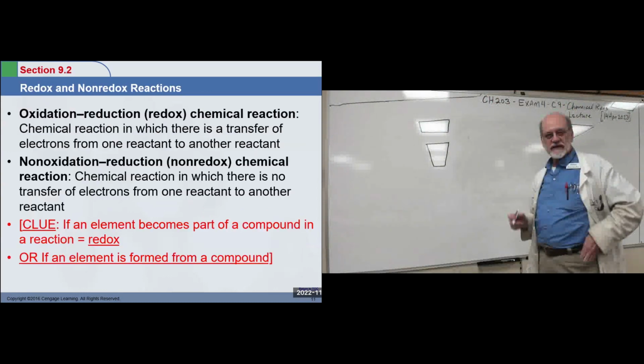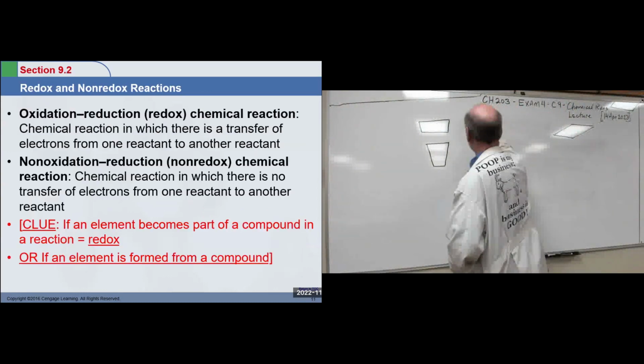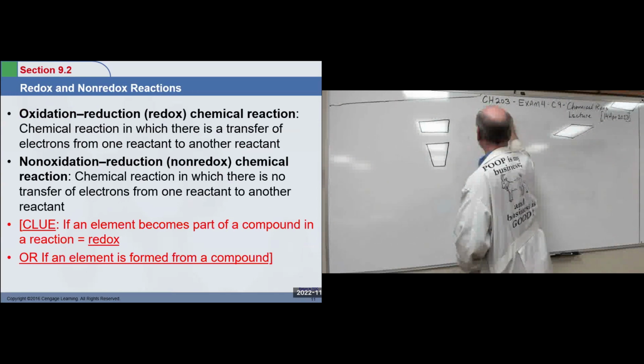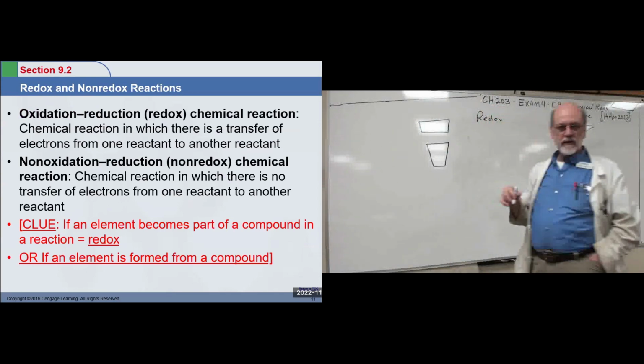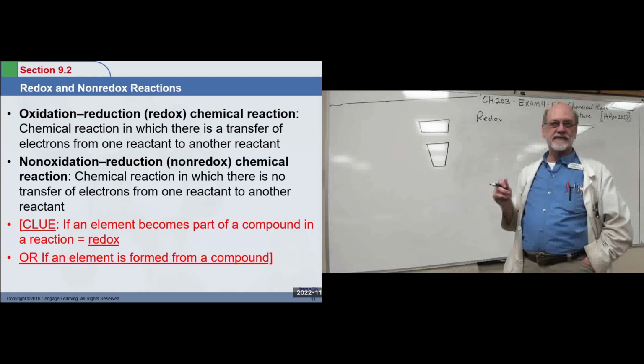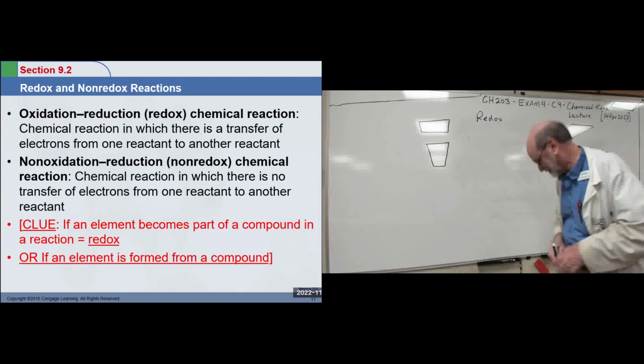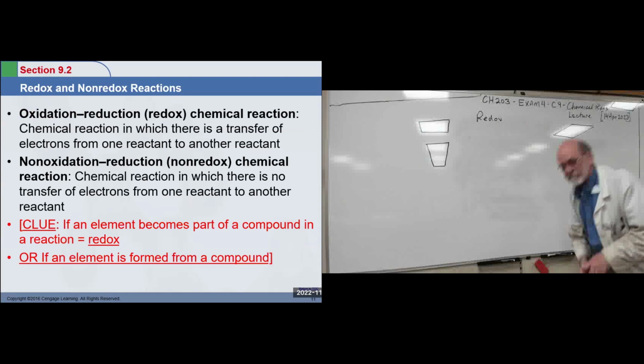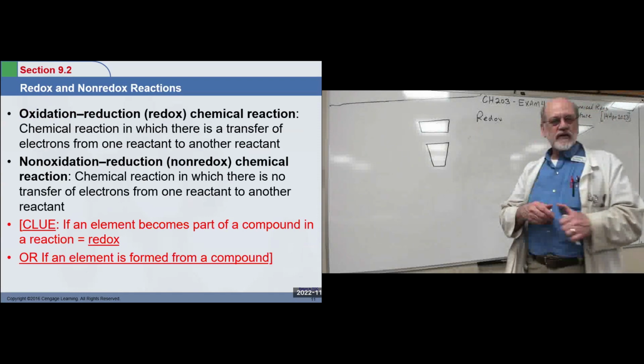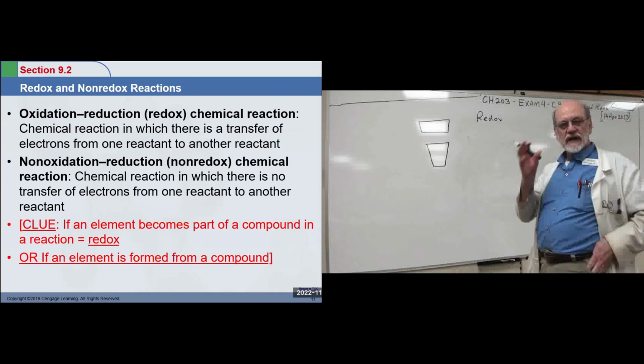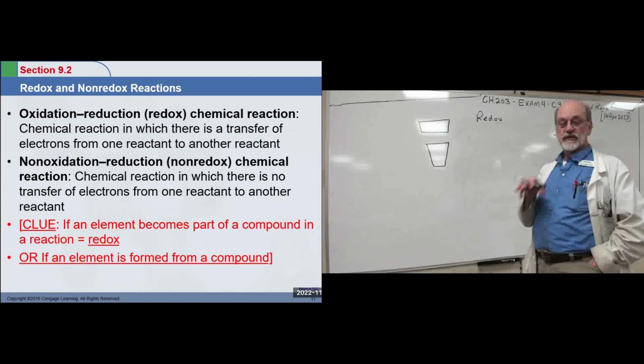All right, now for oxidation reduction reactions, or redox for short. We don't say ox-red, it just doesn't sound right. So we say redox. A redox reaction is one in which electrons must be transferred during the reaction.